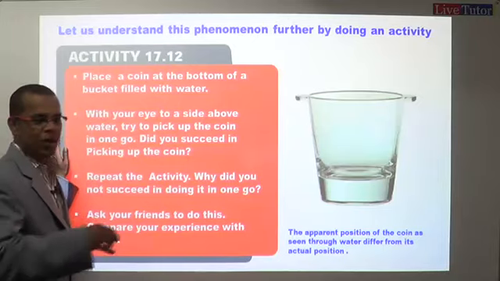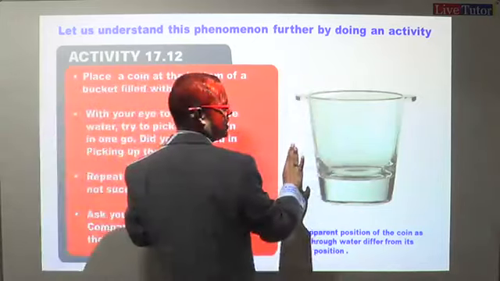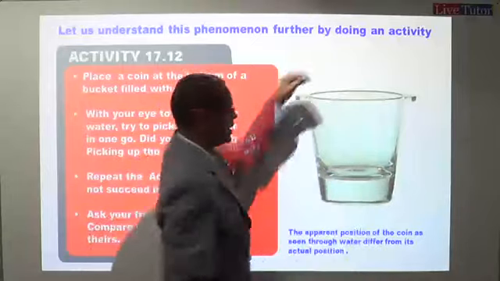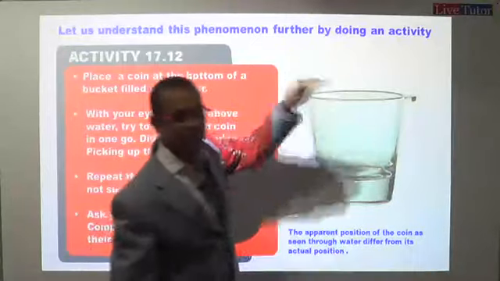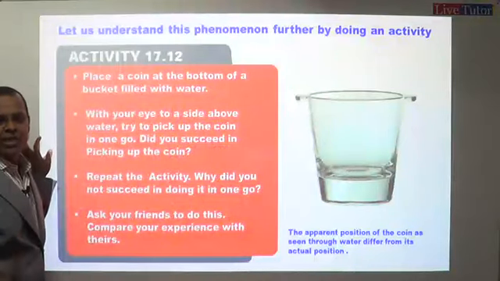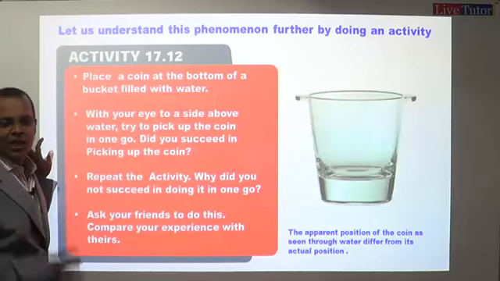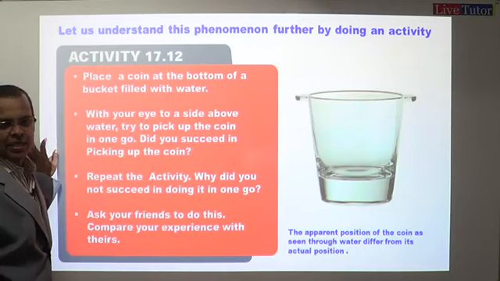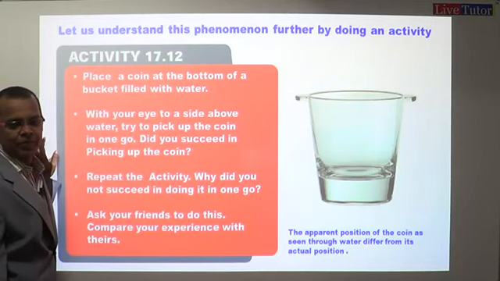You are going to pick up the coin in one go. That means you are not peeping through the top. You are going to see through the sideways so that the coin can be seen, and you are going to keep your hand inside the bucket and try to take the coin at one go. That means only one trial. Do you think that you can do that? Exactly, you can pick up the coin easily?